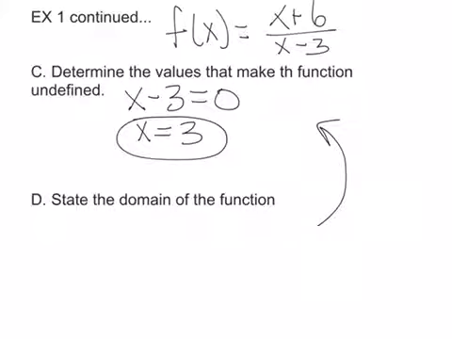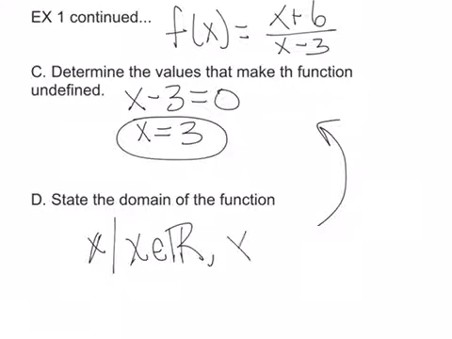So now that I know that when x is 3, it makes the denominator 0, that means that the domain is x, such that x is an element of all real numbers, but x cannot be 3 because, like we said, that just makes the fraction undefined.